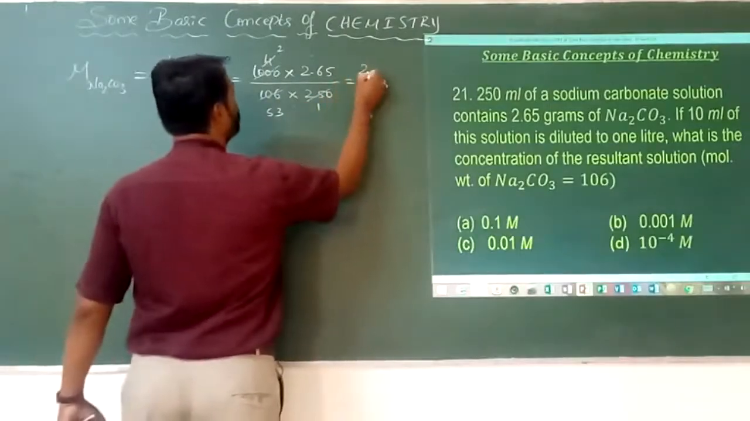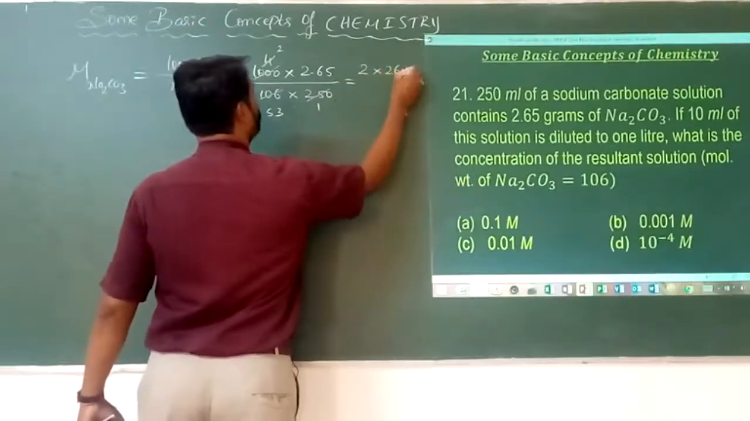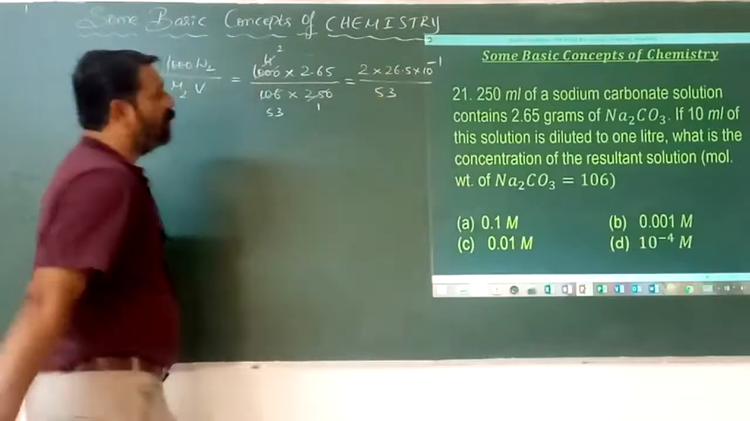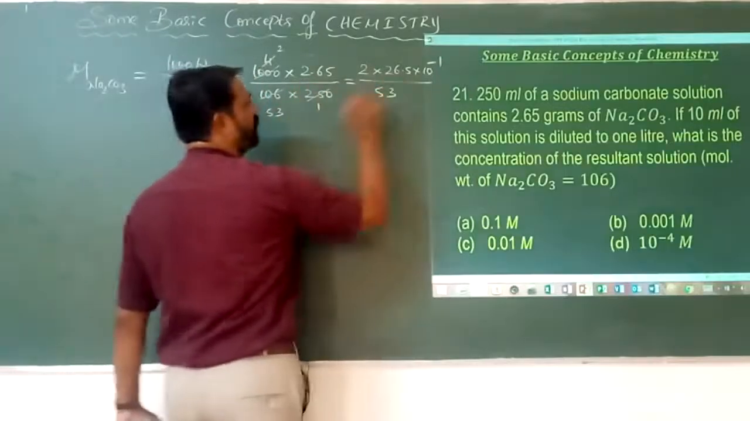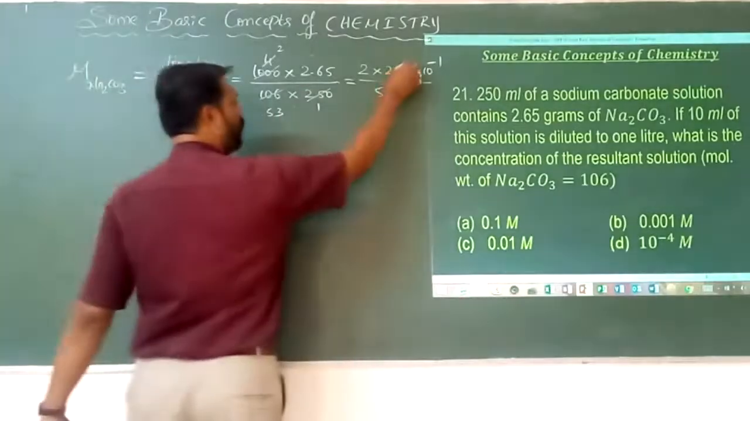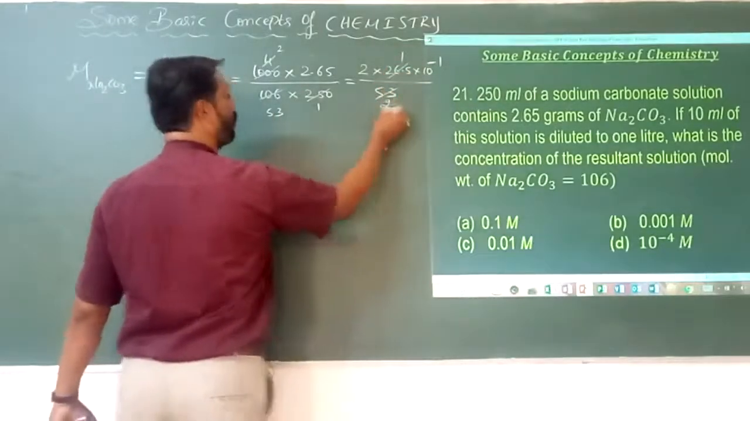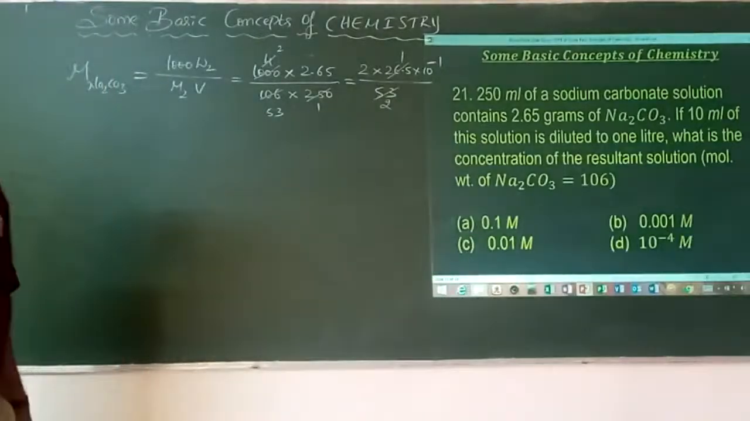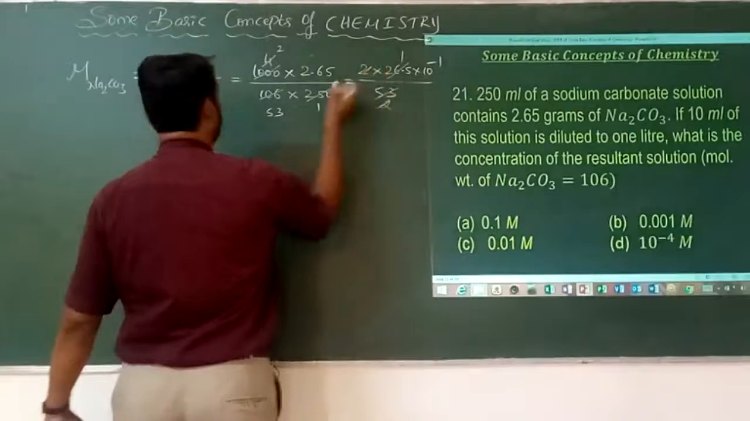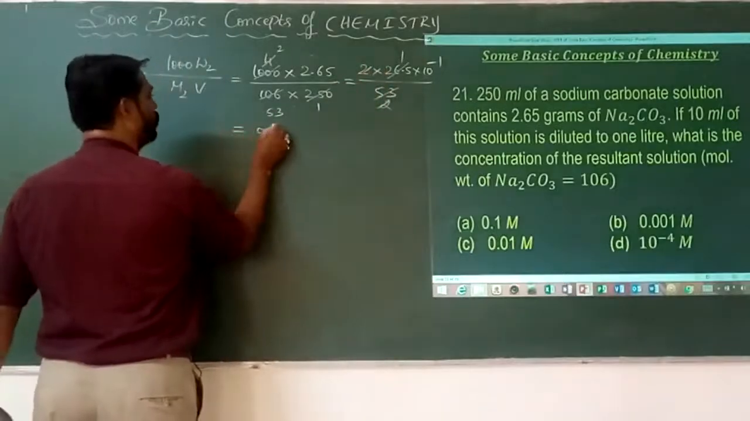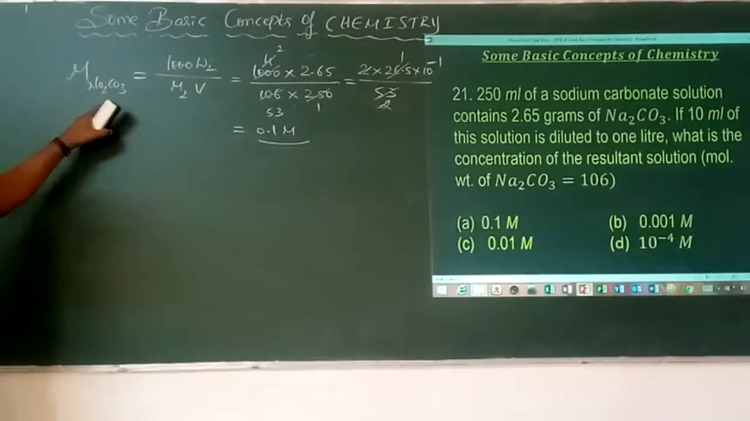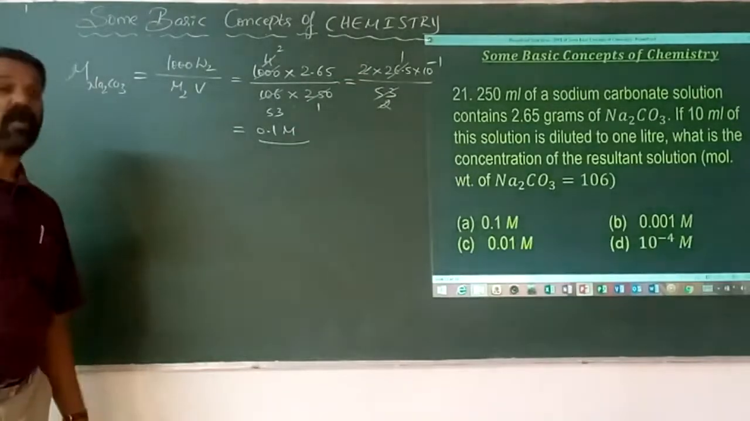So I can mention this as 26.5 into 10 to the power of minus 1 divided by 50. Instead of 2.65, I mention 26.5 into 10 to the power of minus 1. Why? Because 26 2s are 52, and 26.5 into 2 is actually 53. The 2 cancels. Now, the molarity of sodium carbonate is equal to 0.1.